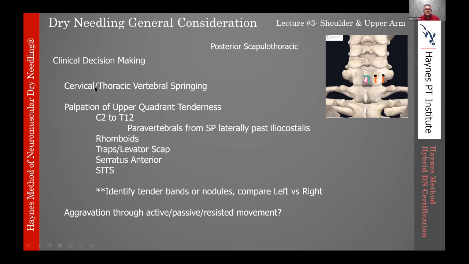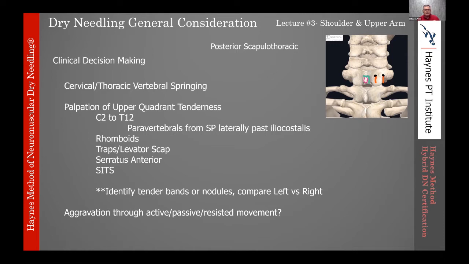For the cervical thoracic, or the posterior scapulothoracic, what we want to do first is look at the cervical and thoracic vertebral springing. Do we have one segment that is really responding? Are we provoking some significant pain or reproducing their symptoms with that vertebral springing? We then want to go through our palpation exam here in the upper quadrant.